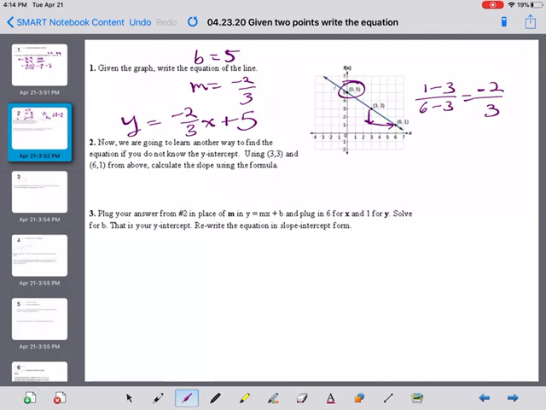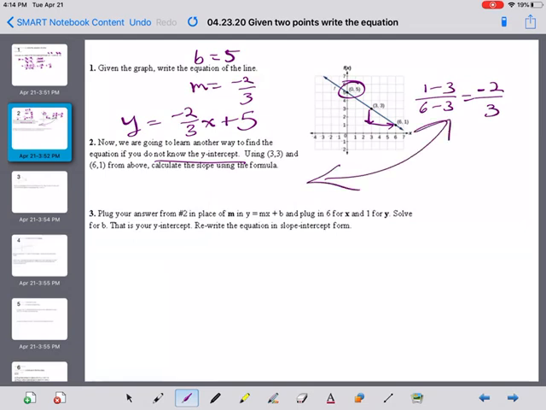Now, what if this was, I don't know, data from something, temperature data, and we didn't see the 0, 5, and all you saw was the 3, 3, and the 6, 1. So now I'm going to walk you through the steps to finding the equation if you didn't see the y-intercept there, okay? So now we're going to learn another way to find the equation if you do not know the y-intercept. Using 3, 3, and 6, 1, calculate the slope.